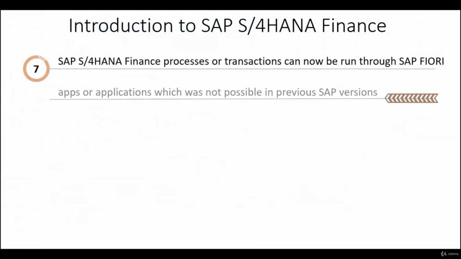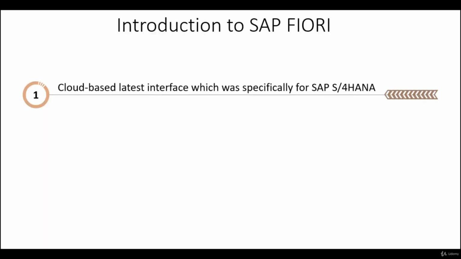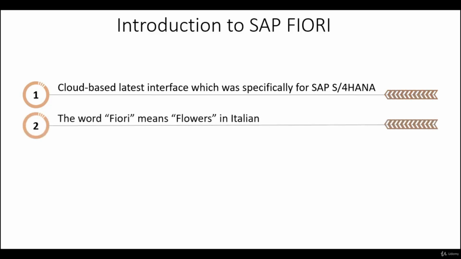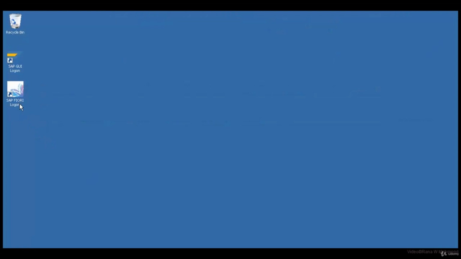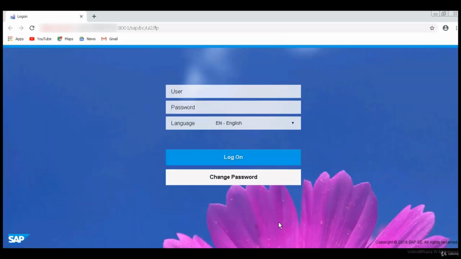SAP S/4HANA Finance processes or transactions can now be run through SAP Fiori apps or applications, which was not possible in previous SAP versions. So we will have a look at that in our next lecture. What is SAP Fiori? SAP Fiori is the cloud-based latest interface which was specifically developed for SAP S/4HANA. The word Fiori means flowers in Italian. When you open the SAP Fiori homepage application, you will see a picture of flowers. I can also demonstrate this through the SAP Fiori app logo, which you can see has a picture of a flower.